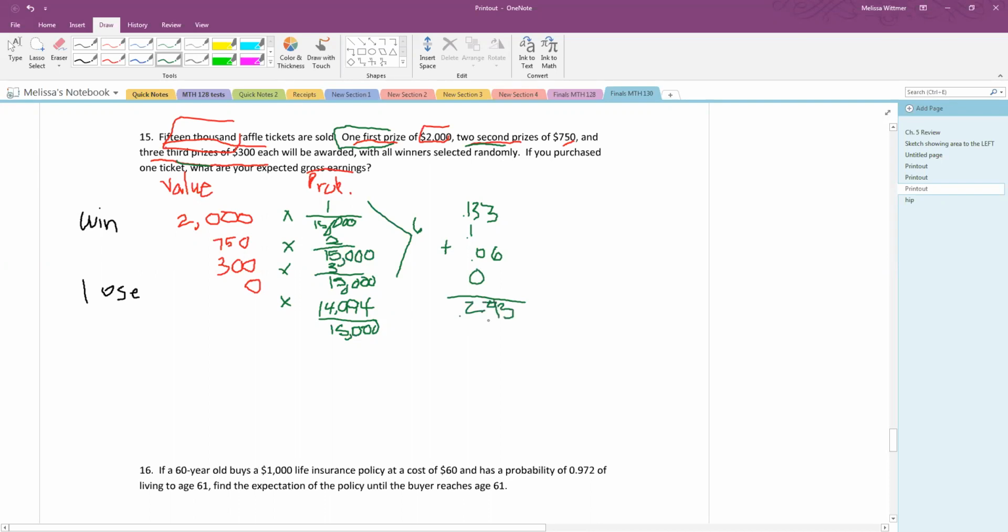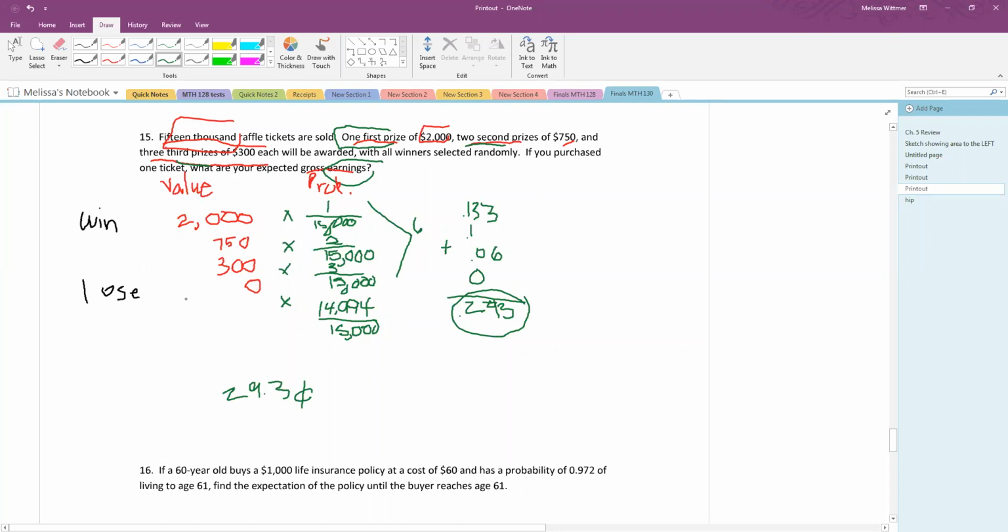So we would report, because this is positive, this is an earning, it's a profit. So right now, without a cost to play, 29.3 cents per ticket is the gross earnings.